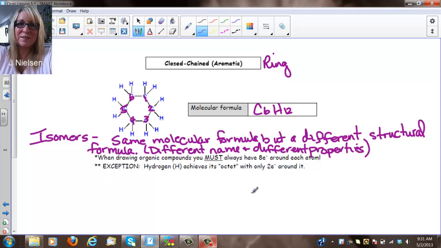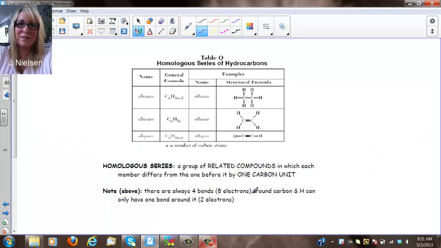When drawing organic compounds, you must always have 8 electrons around each atom. The exception is hydrogen, and it only wants 2, which we've discussed in regular bonding unit. Okay, so this table is going to be your friend. This is called the homologous series of hydrocarbons. Again, only contain hydrogen and carbon. We'll learn about other compounds later that include other things besides hydrogen and carbon.